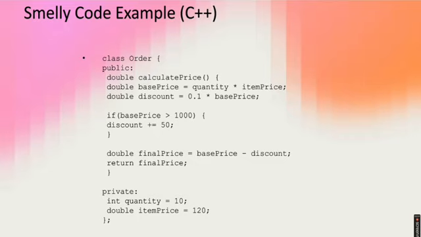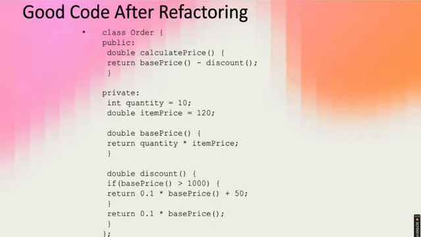Now let us see the refactored or improved version. In the good code, the temporary variables are replaced with separate methods like basic price and discount. You can see basic price and discount. Here each method performs one specific task. The calculate price method becomes much smaller and cleaner. This approach improves readability because the code now explains itself through meaningful method names. It also improves maintainability because future modifications become easier.